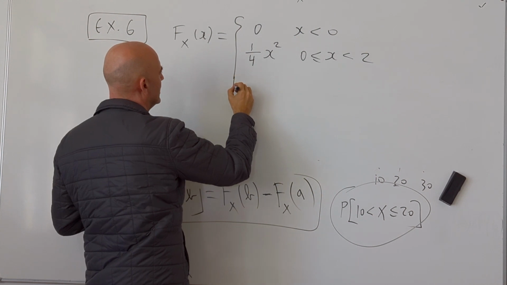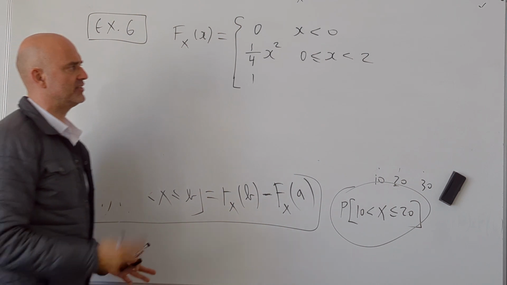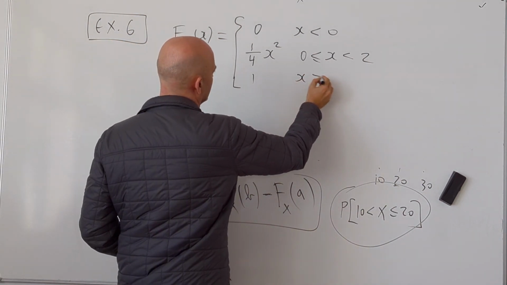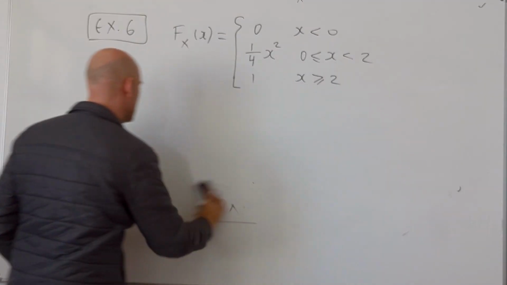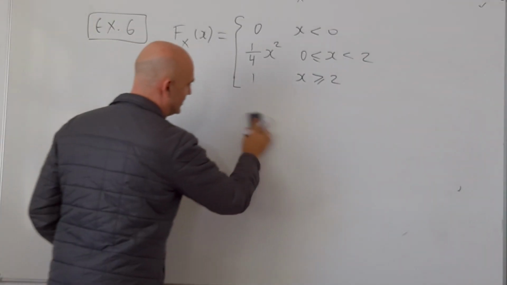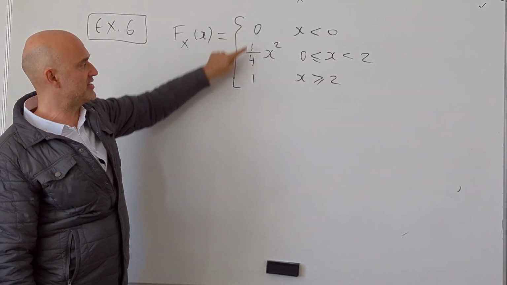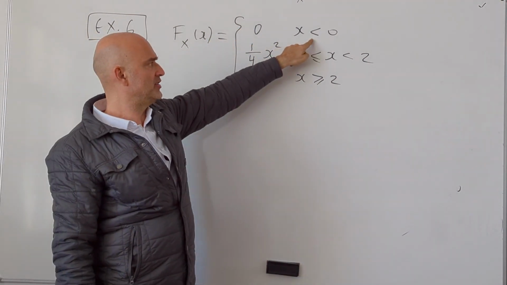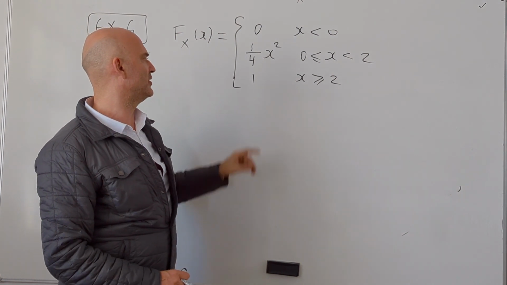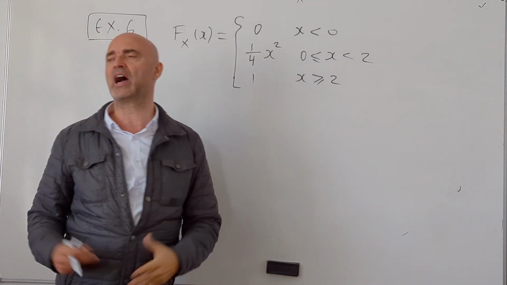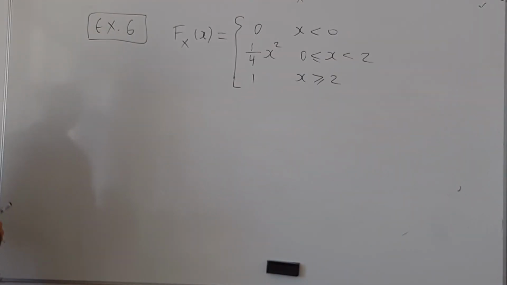And then it is 1 for real numbers higher than 2, for x higher than 2. Here you can put it like this. So, as always, the distribution function starts at 0 and ends in 1. It is 0 for values lower than the first possible, and 1 for values that are equal or higher than the last possible. But now, what are the questions?